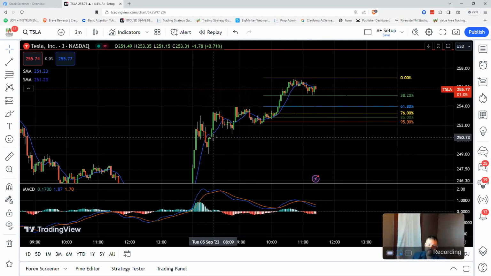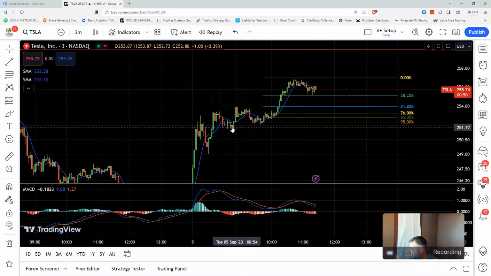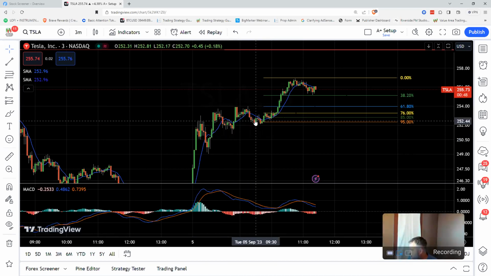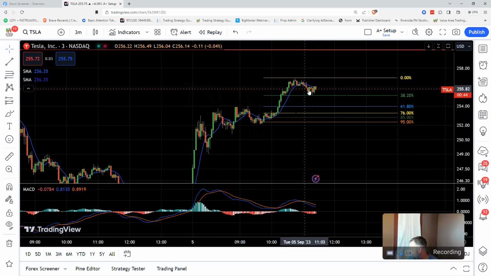The definition of consolidation is when price is moving back and forth in the same range, and then eventually it'll break. So right here, you see we have consolidation. Right here's got consolidation. Here's got consolidation. Now we're in consolidation again.